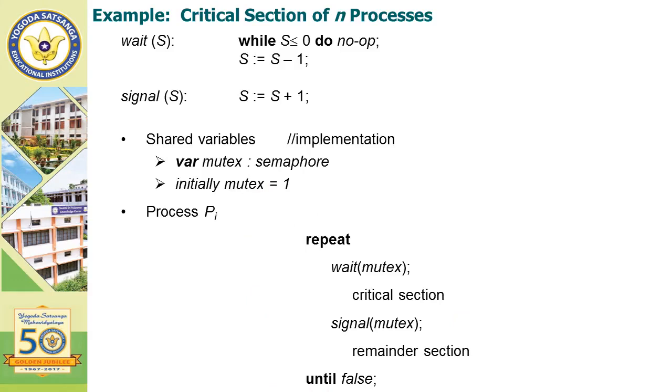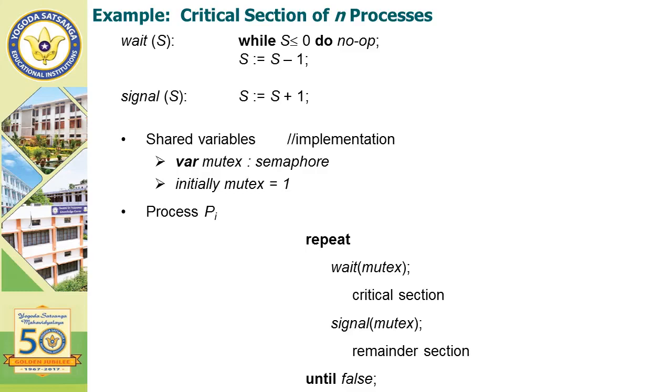Now mutex is initialized to 1. Now this wait function will be executed. If s is less than or equal to 0 it waits; here it is 1, so there is no waiting. It comes to s is equal to s minus 1. The value of s was 1, so the mutex variable value becomes 0.